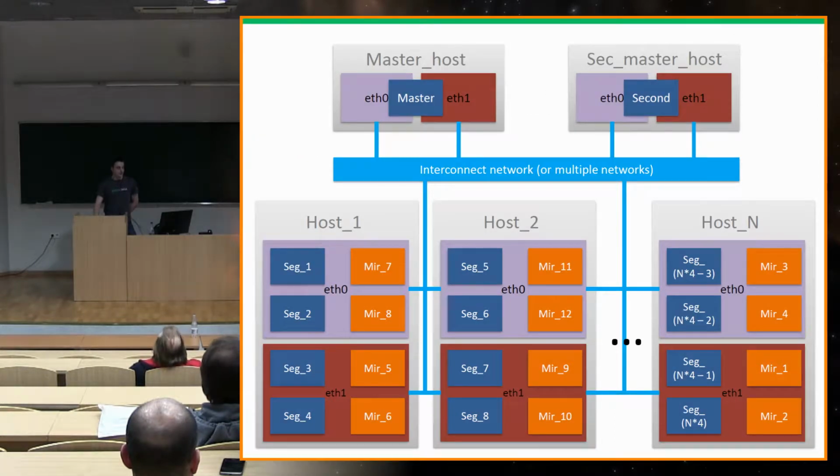And if we use the logical scheme of Greenplum, it will look like that. We have one master host with master segment. A segment in Greenplum is an instance of PostgreSQL, and there is a secondary master that takes the role of the main one in case the main master fails.